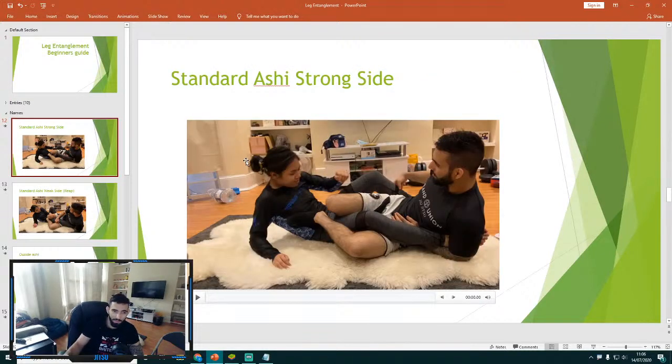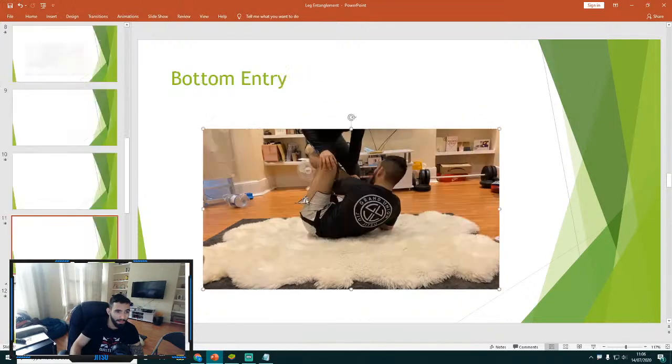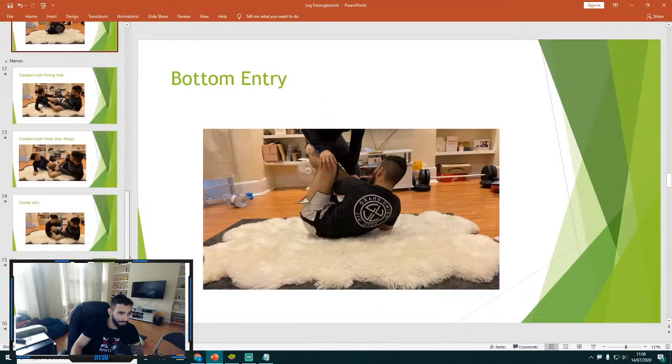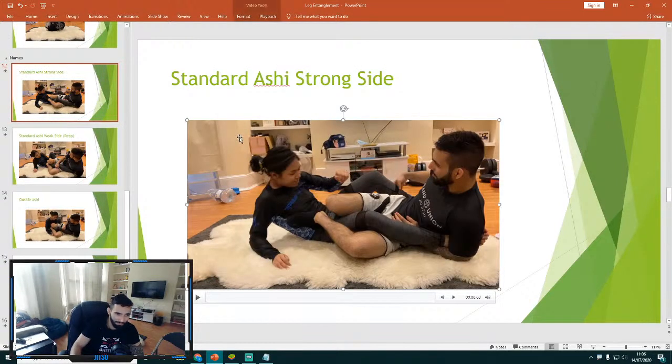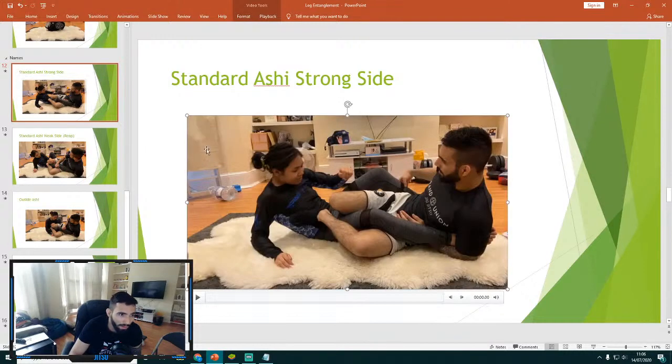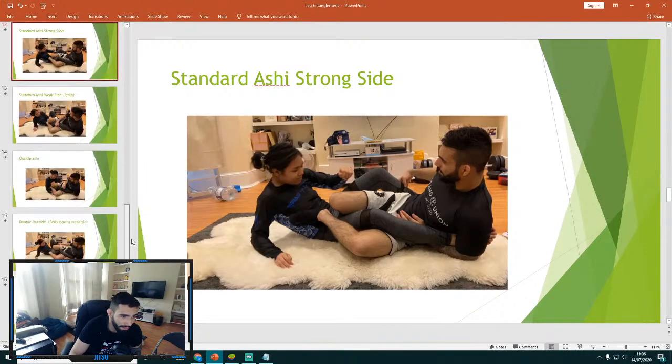So the first one up is, whoops, they might have different names as well. I'll try to name them as much as I can so you guys know at least one of their names, or some of them will be familiar to you. First one is standard ashi, or we call it one leg X sometimes. Which is this position there. We will do entries in the future.